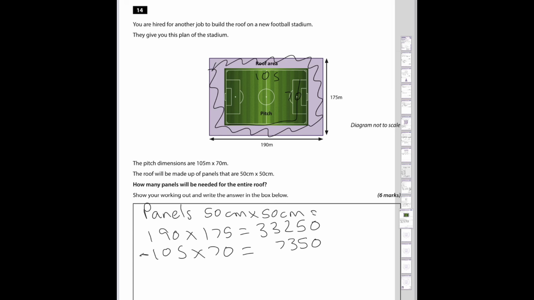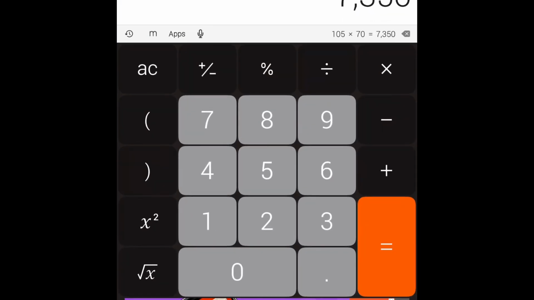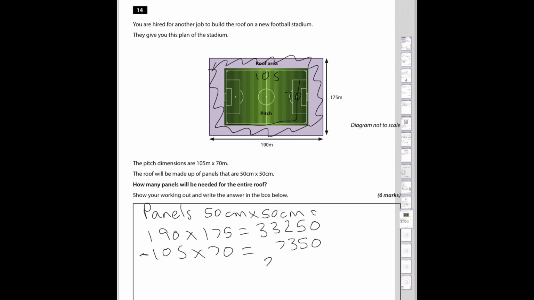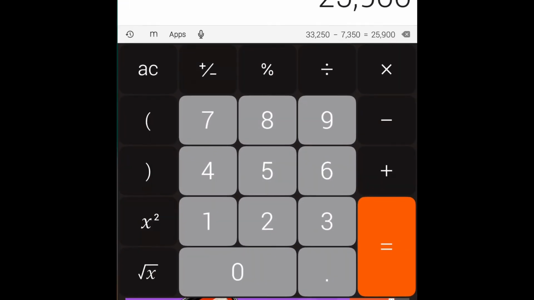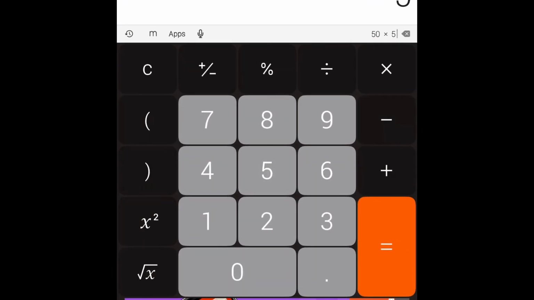Then we take that away from there and we're left with the area that we need to fill with the panels. So 33,250 minus 7,350 is 25,900. Next we need to work out the size of the panels to go onto that area of roof. So 50 times 50.